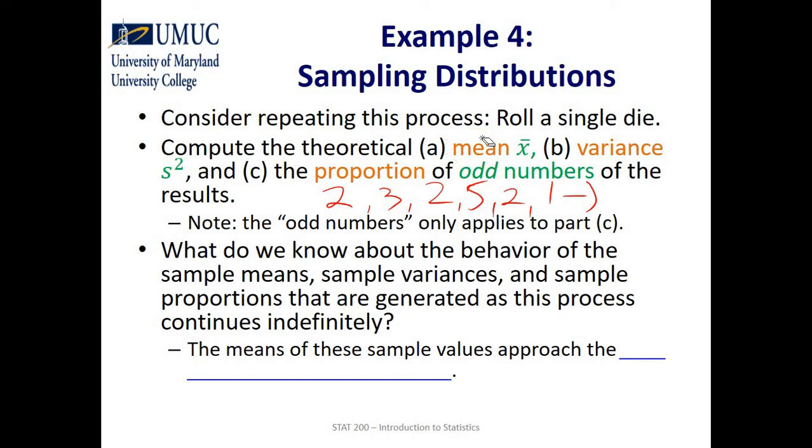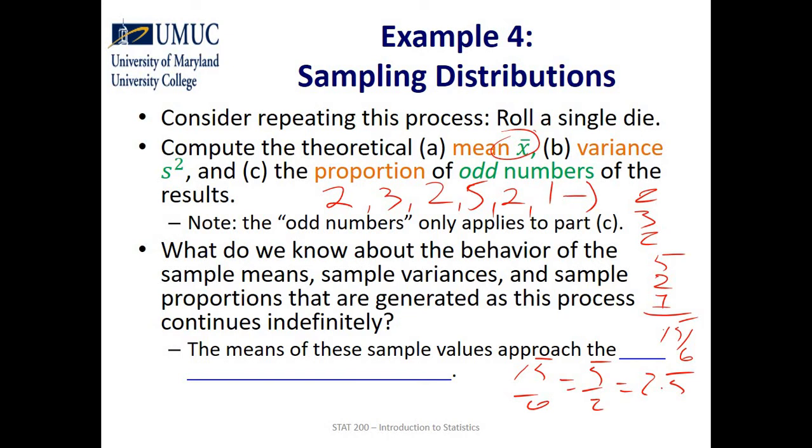So we would add 2 plus 3 plus 2 plus 5 plus 2 plus 1, which gives us 5, 6, 7, 12, 13, 14, 15. So 15. And if we divide that by 6, we end up with 5 halves as our estimate for the mean in this case. So 15 over 6 equals 5 halves equals 2.5. So that's our estimate for the mean.